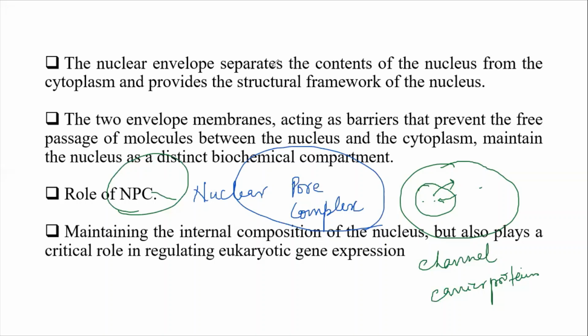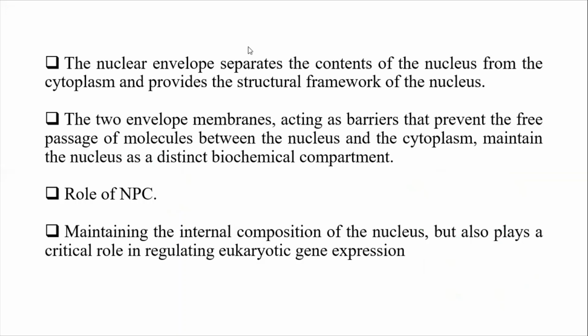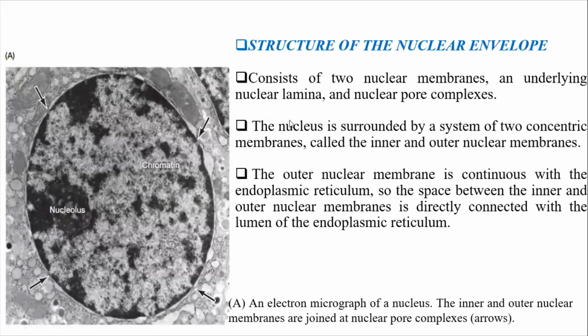Now we are going to discuss the NPC, the structure of the nuclear envelope. It consists of two membranes, the underlying nuclear lamina and the nuclear pore complex. Wherever they have shown the arrow marks, there your NPC is present. The nucleus is surrounded by a system of two concentric membranes called the inner and outer membrane. So this is also very important.